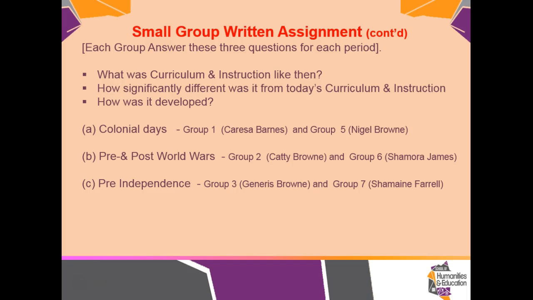Then we look at pre-independence, before the independence of Antigua and Barbuda. Group 3 under Ms. Generis Brown, and group 7 under Ms. Charmaine Farrell. Then the 4th era here would be post-independence. Group 4, where Ms. Charles would coordinate that group, and group 8, where we have Ms. Daniel Bradford coordinating group 8.